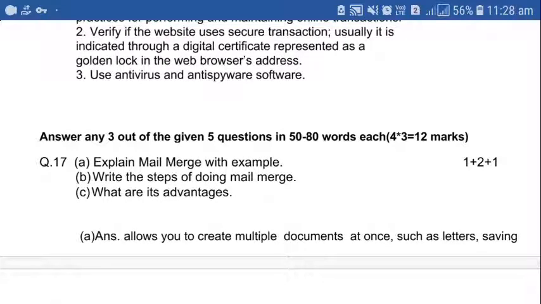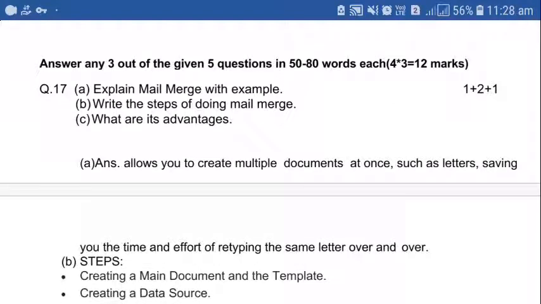Now the next question is answer any 3 out of the given 5 questions in 50 to 80 words, and each question carries 4 marks. So question number 17, explain mail merge with example, write the steps of doing mail merge and what are its advantages. So one question carries many sub-questions also.